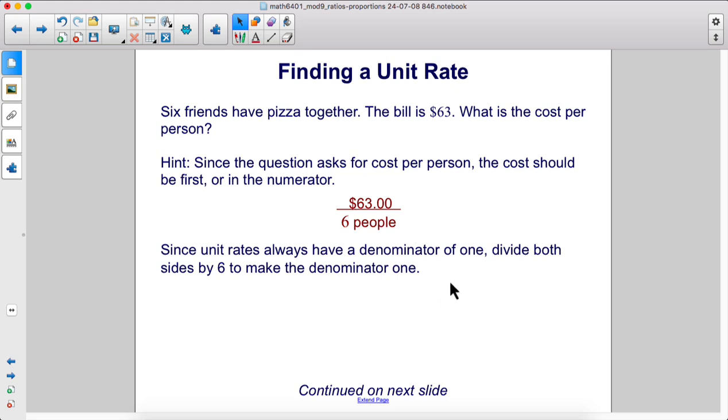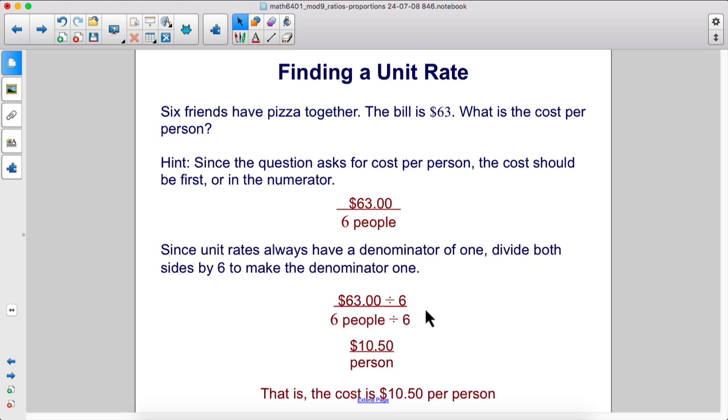Since unit rates always have a denominator of 1, we're going to go ahead and divide both top and bottom by 6 in order to make the denominator 1. When we divide 63 by 6, we get $10.50. When we divide 6 people by 6, we get 1 person. So therefore, the cost is $10.50 per person.